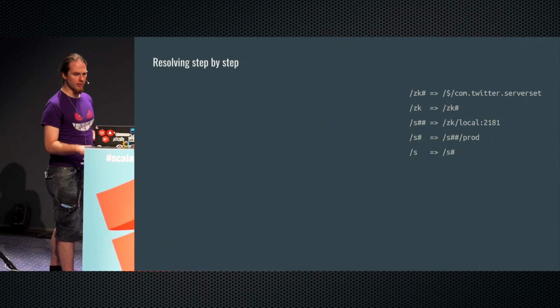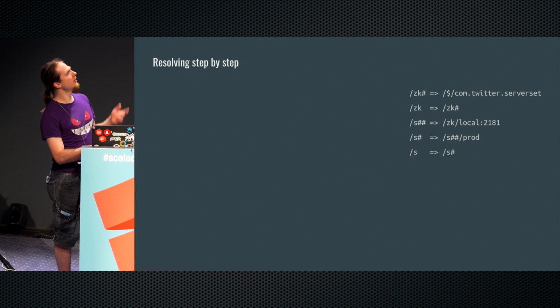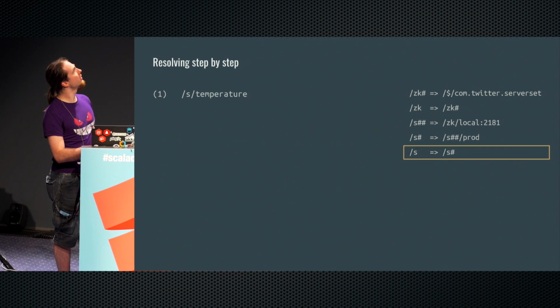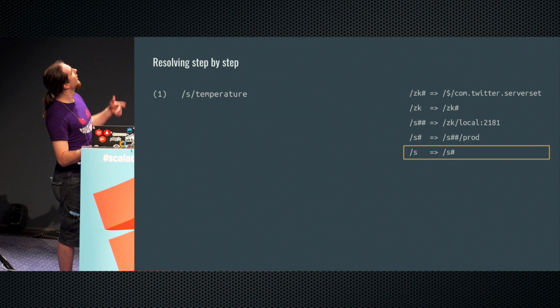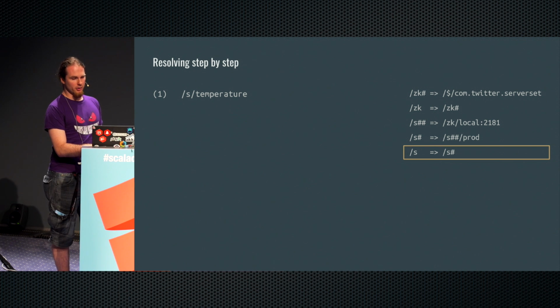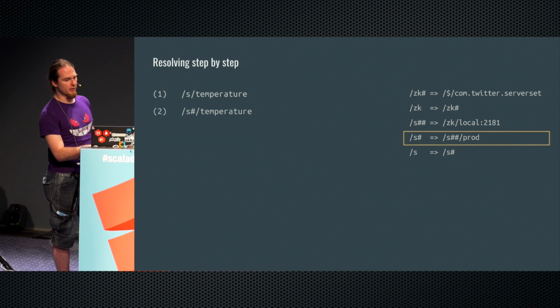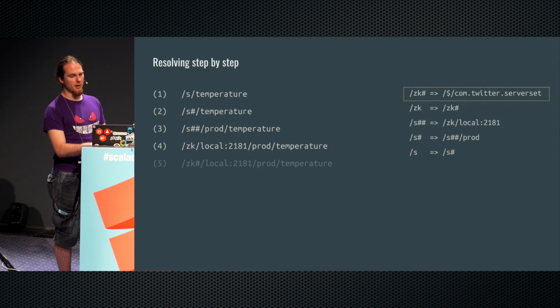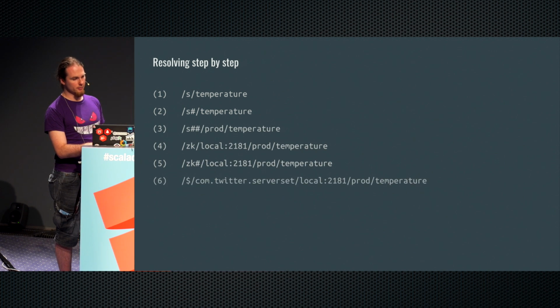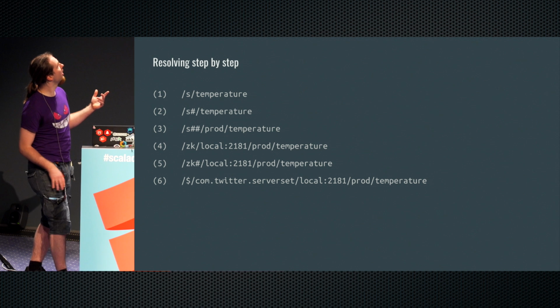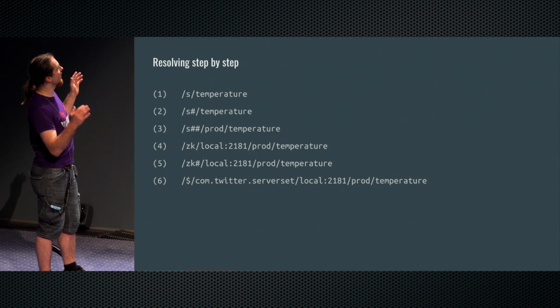So that's how resolving works. This is a very small example. On the right, you see a bigger delegation table, and we start with this path. We start from bottom to top. This is the first rule we can apply. We replace the S with S hash. Then we again go from bottom to top, and so on. So we always apply one rule after another until we end up with this kind of structure.